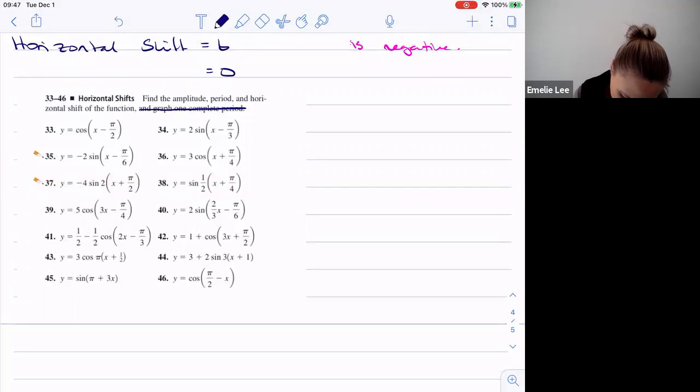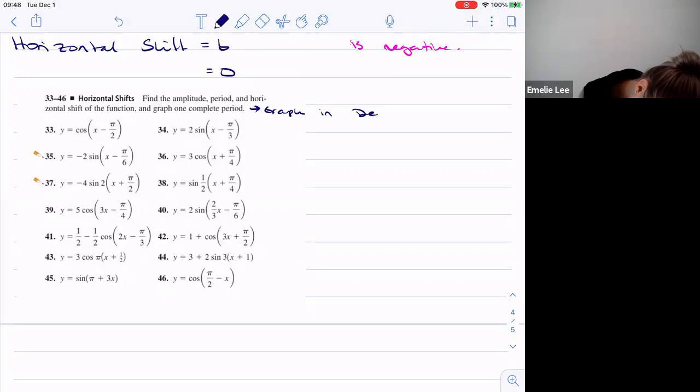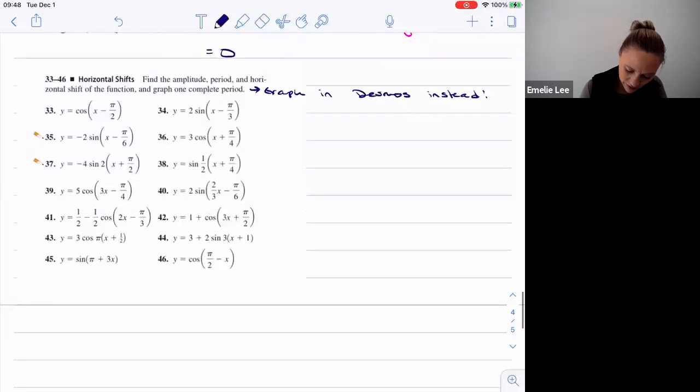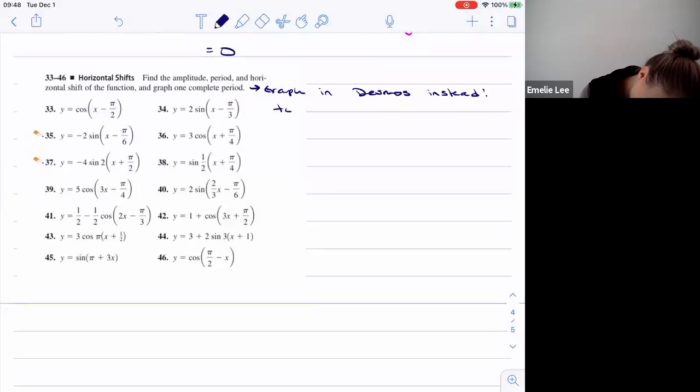So I'll leave the first few because they're pretty easy, especially if we're not graphing them, but graph them in Desmos instead, to make sure that what you found is correct, to check your work.